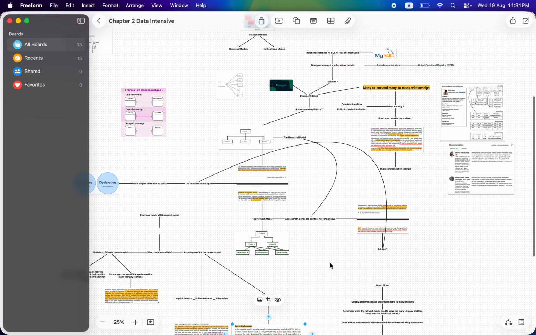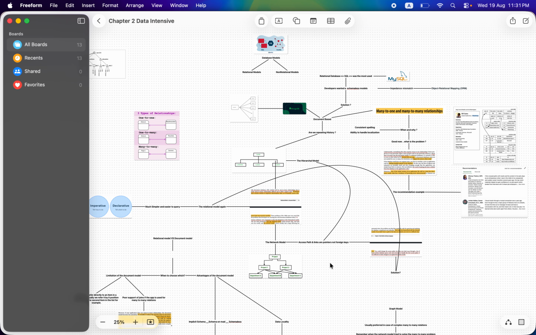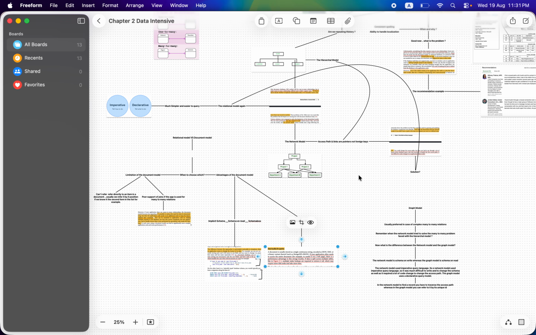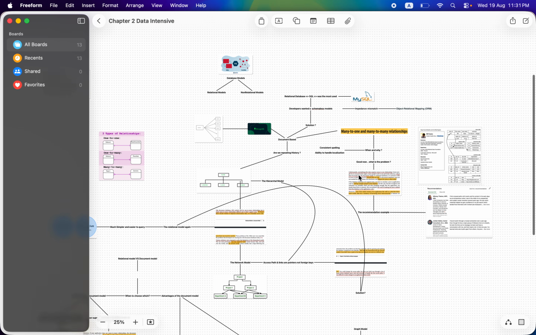And that was actually chapter 2. I know it's very messy, but I tried to explain it or summarize it.